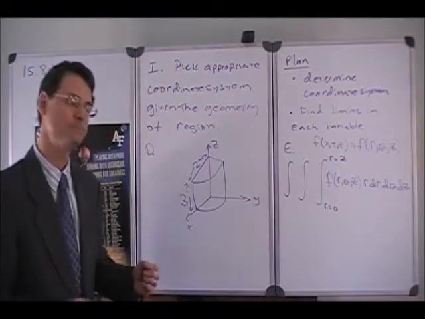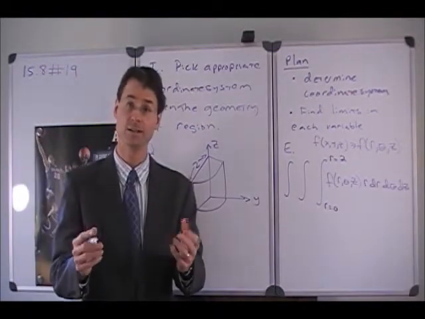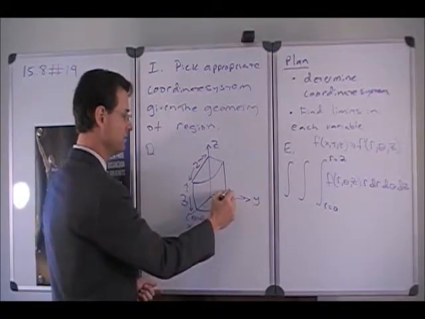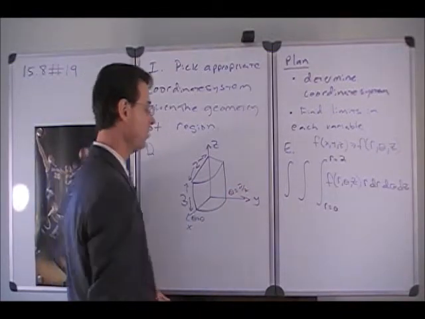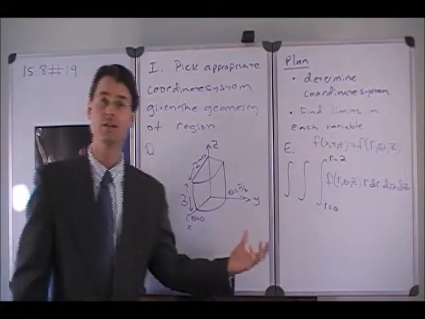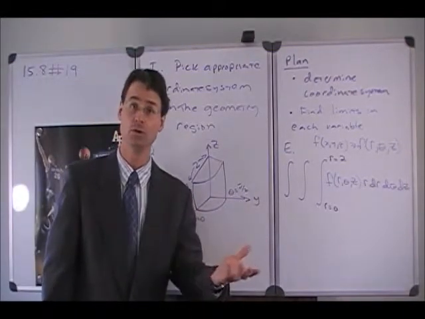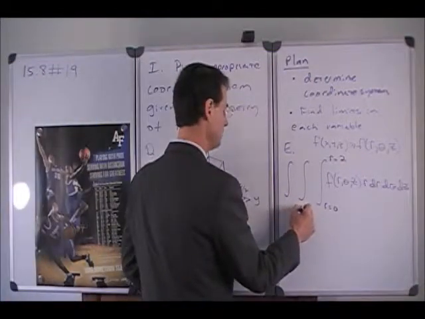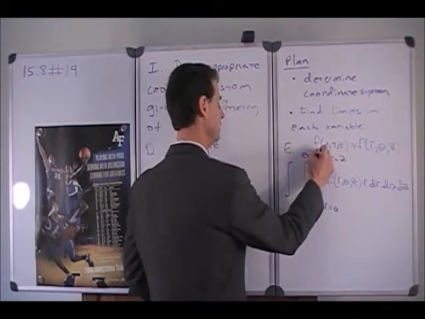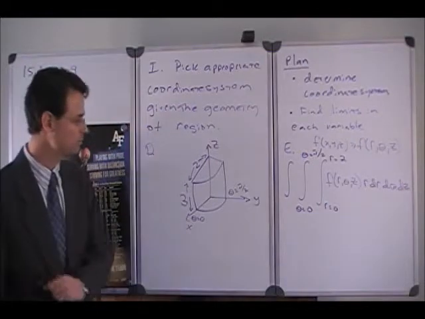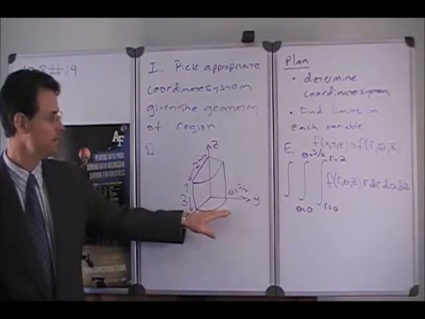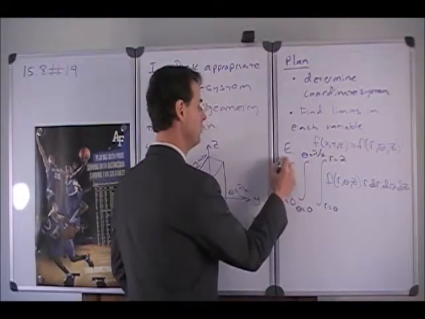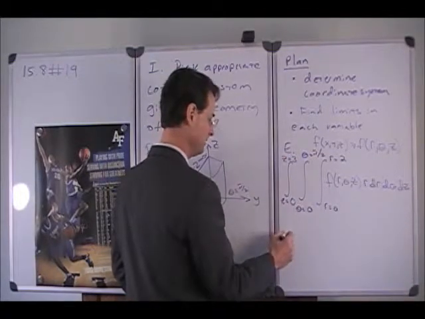Now, we'll think about theta. We're in the first quadrant in the xy plane, so this is theta equals 0 on the x-axis, and this is theta equals pi over 2 over here on the y-axis. If we had the whole cylinder, it would be theta equals 0 to 2 pi. But we only have this fourth of the cylinder, so the limits are theta equals 0 to theta equals pi over 2. Now our limits in z, well, we're going from the plane z equals 0 up to the plane z equals 3. So those are our limits: z equals 0 to z equals 3.